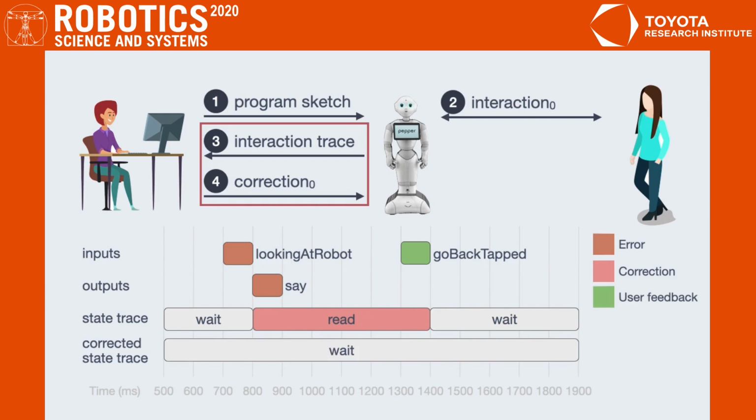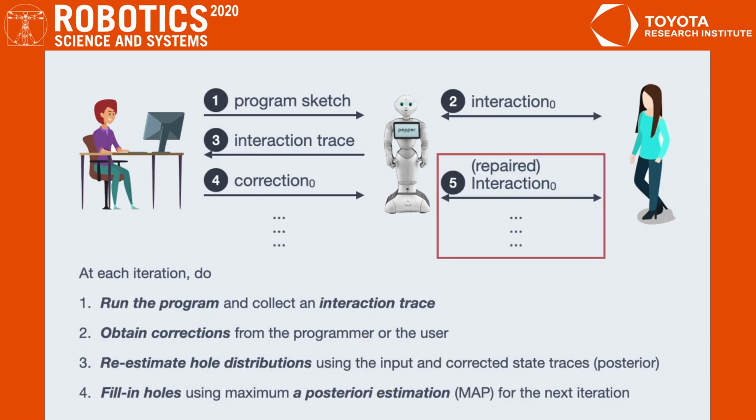The repair algorithm now uses the corrections to improve the program by estimating the hole distributions. The process is iterative, and hence our repair algorithm uses a Bayesian inference technique to efficiently update the distributions as more corrections become available.